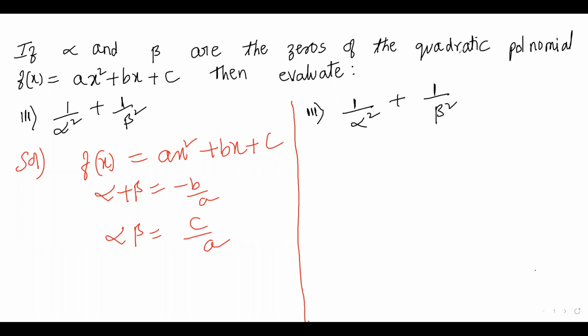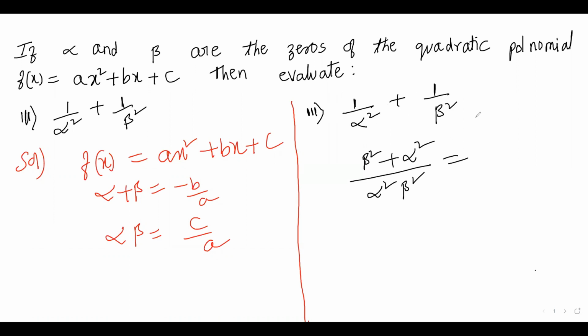In the fourth bit, the question is: find the value of 1 by alpha square plus 1 by beta square. So take LCM. Beta square into 1 is beta square. Alpha square into 1 is alpha square, in the denominator alpha square beta square.